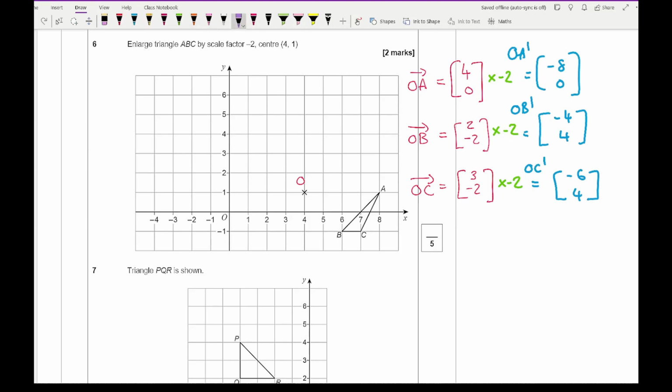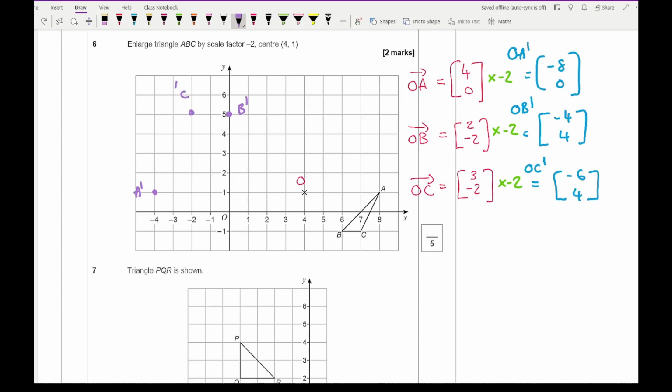Then starting with O, let's just use a different colour. For the first one, I'm going -8, 0, which is left 8 places, which is here. And that's where my A dash is going to be. Now B dash is going to be -4, so it's 4 to the left, then 4 up, which is here. So that's where B dash is going to be. And then C dash is -6 and 4 up, which is here. So that's going to be C dash.